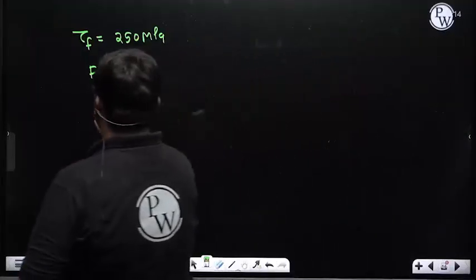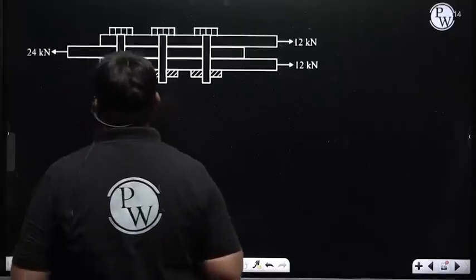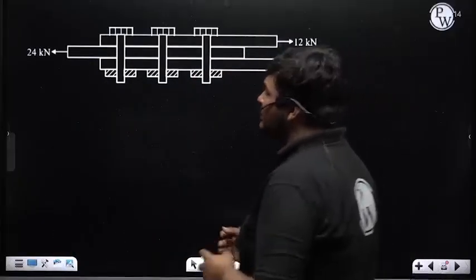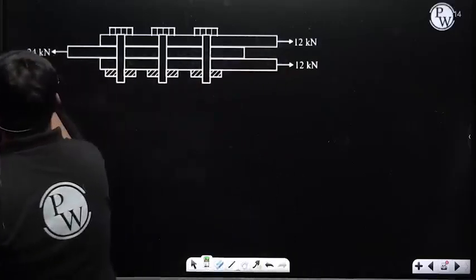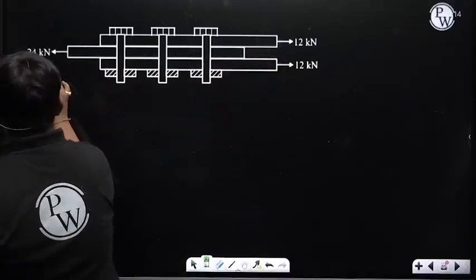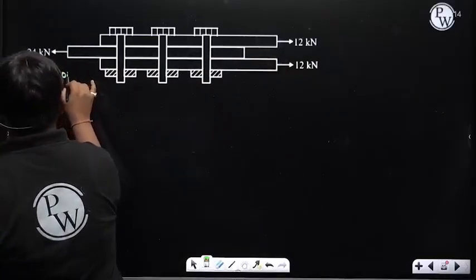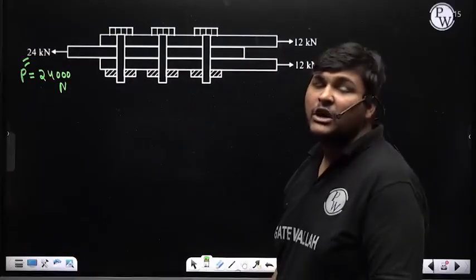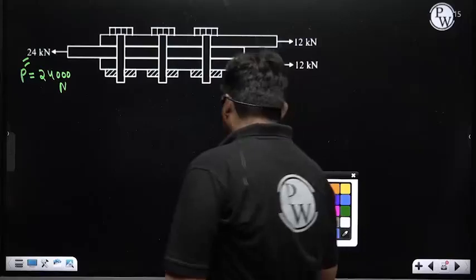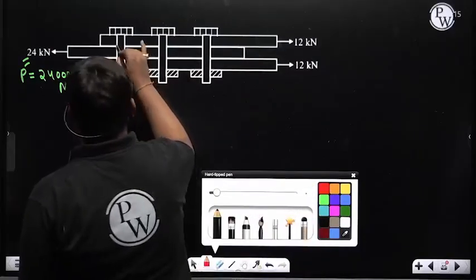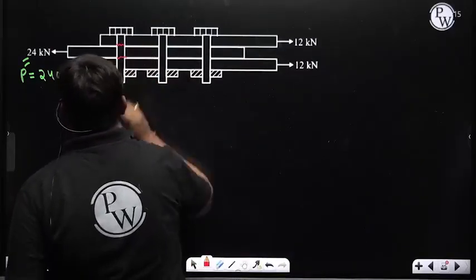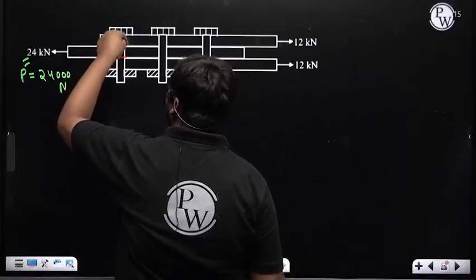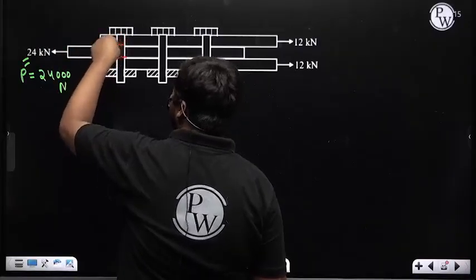So our objective is to find the recommended core diameter, and the bolt is subjected to the loading as shown in the figure. Suppose this load I am representing as P, it is 24 kilonewton. In Newton it will be 24,000 Newton. Now due to this load P, direct shear stress will be induced in the cross section of the bolt. Why? Here this is the cross section of the bolt. This load P will try to break the bolt from this cross section and this cross section also.